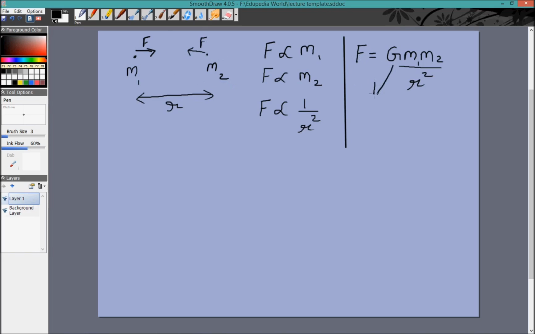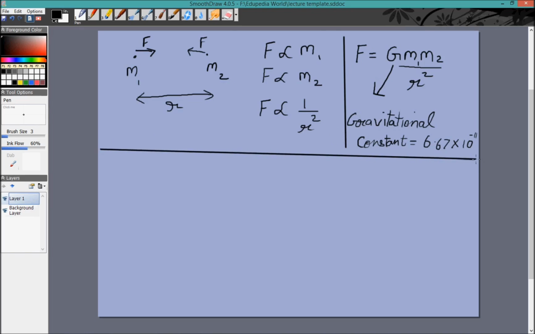G is the universal gravitational constant. It is a constant of proportionality. And its value is equal to 6.67 into 10 to the power minus 11 standard units. I'm not going to write the units right now because we've already seen that stuff before, right? It will be, if force is in kilogram meter per second square, you multiply it by meter square and you divide it by kilogram square, right? This is in standard international units.